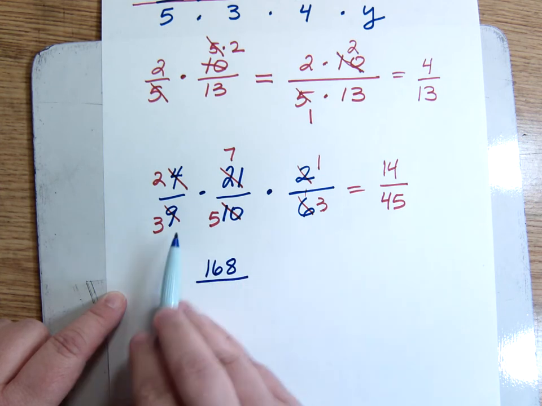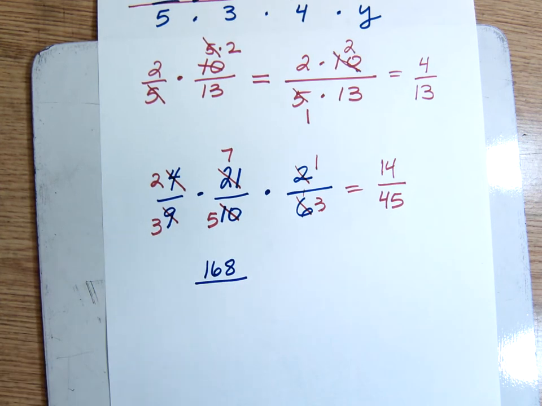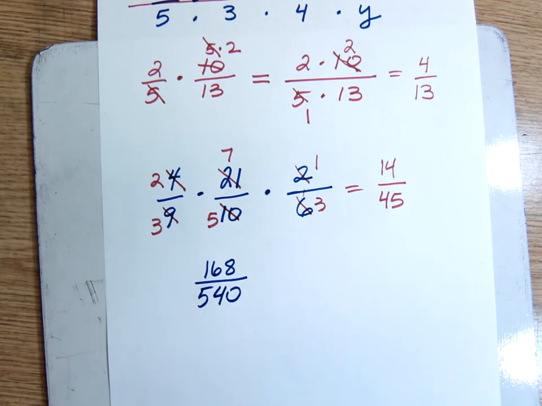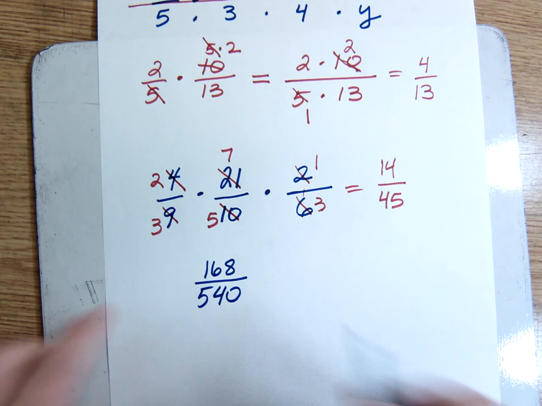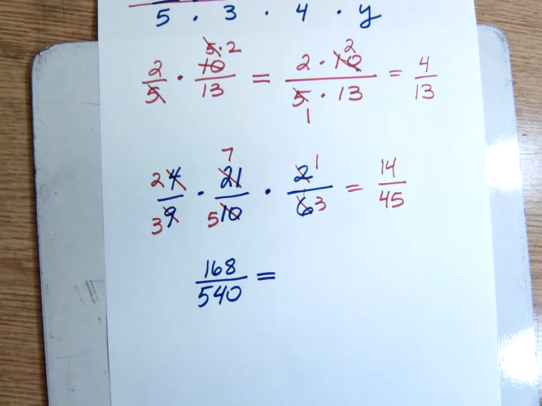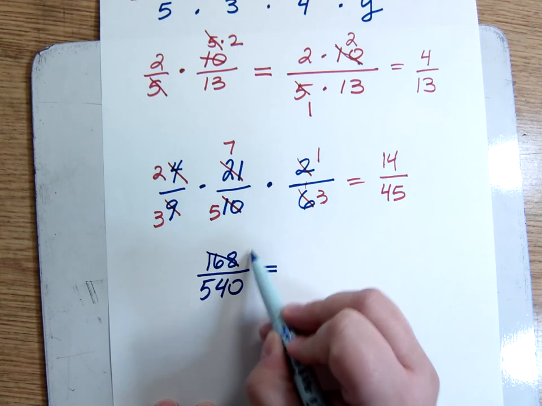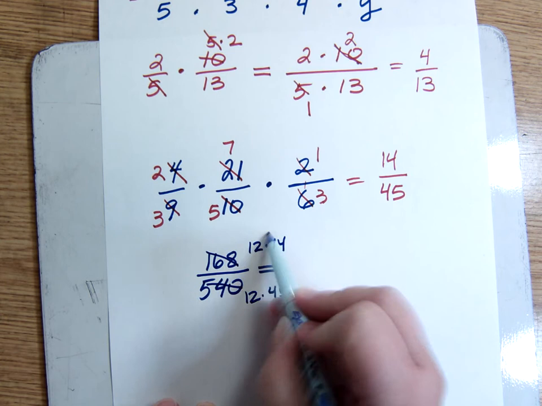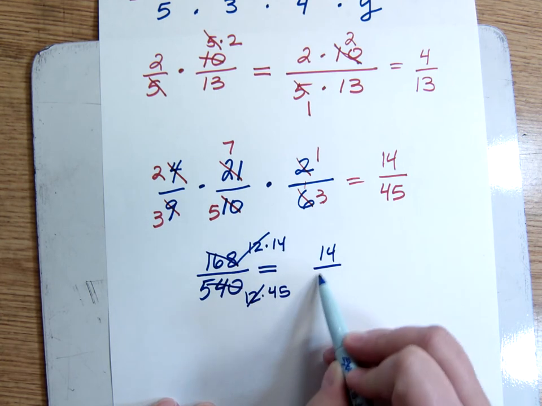9 times 10 is 90, times 6 is, I'm looking for a calculator, so it's distracting me, 540. I was hoping I had a multi-view calculator, which would simplify for me and I could show you, but you're going to have to take my word for it that this is going to simplify to 14/45. Let's see what goes into there. It looks like 12 goes into both of these. This is 12 times 14. This is 12 times 45. So the 12s cancel and I have 14/45.